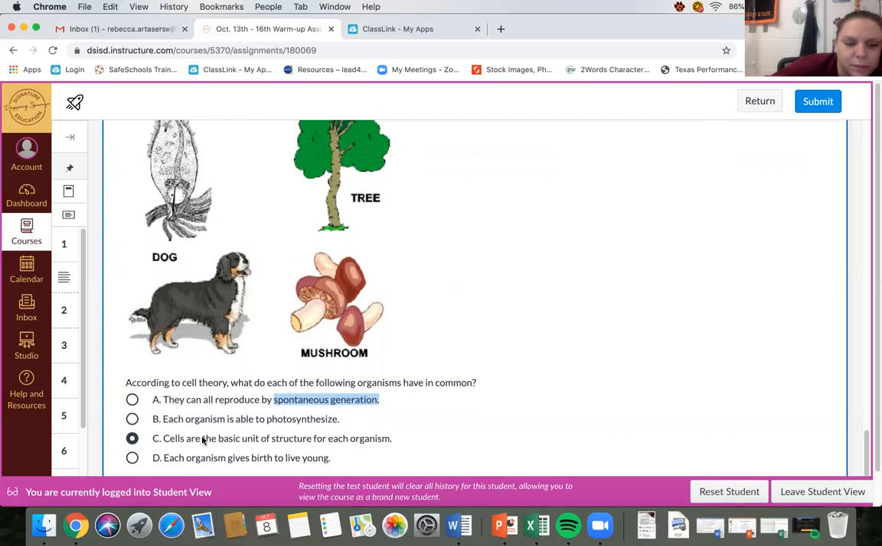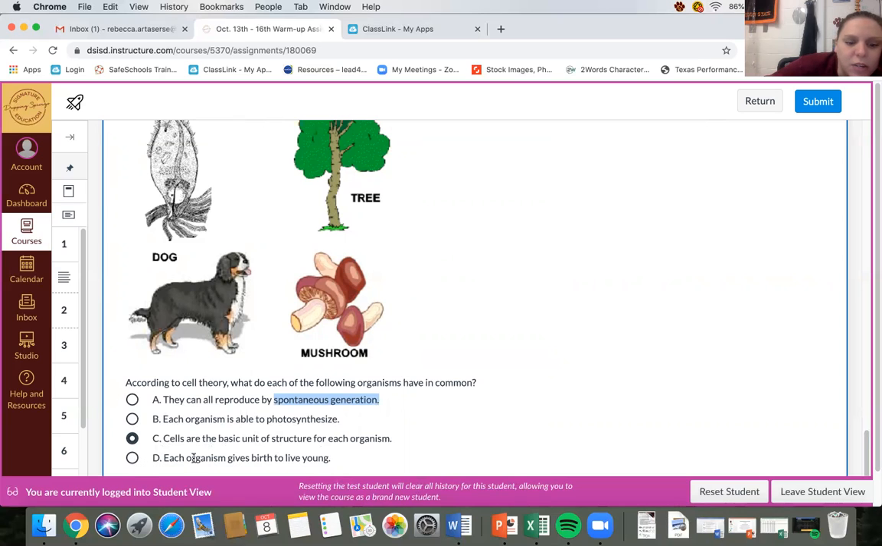So B is incorrect. C, cells are the basic unit of structure for each organism. So if we're talking about cell theory relating to how cells are related to living things, and we know that all four of these are living things, and in order for them to be living things, they have to possess the 7 characteristics of life. And one of the characteristics is that they have to have cells, either one or more. And so C is looking like a good choice to me.